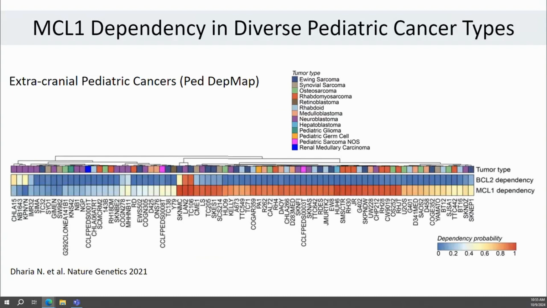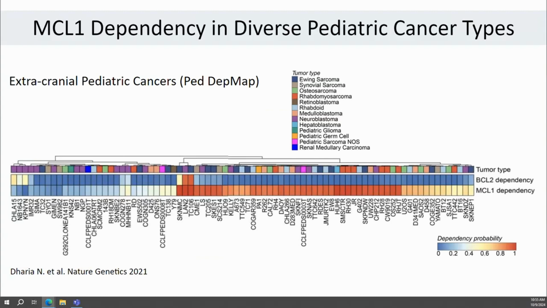Interestingly, the DepMap group also identified MCL1 genetic dependency as a unique feature of pediatric cancers in the context of extracranial pediatric cancers. As some of you might know, there's a cohort of around 100 cell lines in the pediatric cancer DepMap site that are already publicly available, but only one of these is a glioma. So what we're focusing on here is mostly neuroblastomas and different types of sarcomas, but nevertheless, you can see that about half of these extracranial pediatric cancers are in fact dependent on MCL1.